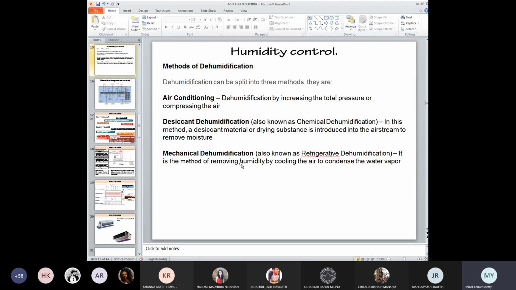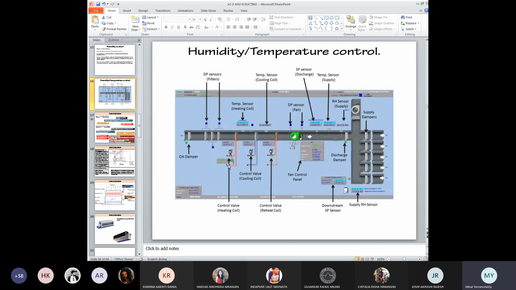Mechanical dehumidification, also known as refrigerative dehumidification, is a method of removing humidity by cooling the air to condense the water vapor. So all the water vapor present in the air, you cool it so much that the water comes out, and that is then taken away. But it is a waste of too much energy. The water can be reused, definitely. So people opt for different systems and do it. Fortunately, we don't have to deal with this.